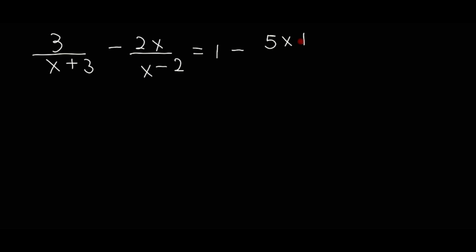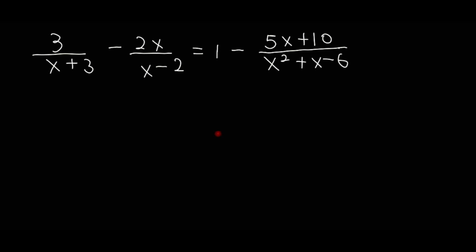And now let's say we have 3 over x plus 3 minus 2x over x minus 2 equals 1 minus, and then 5x plus 10 divided by x squared plus x minus 6. Still, we keep the fractions on the other side of the equal sign.